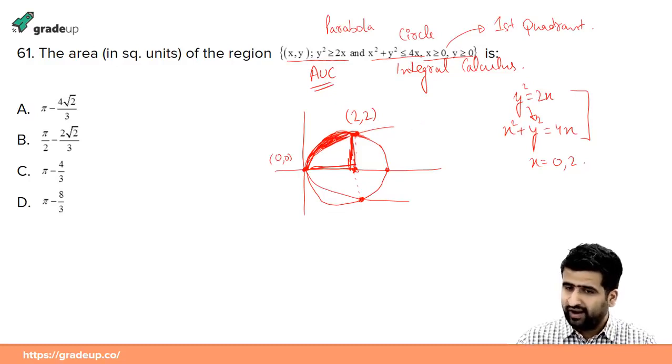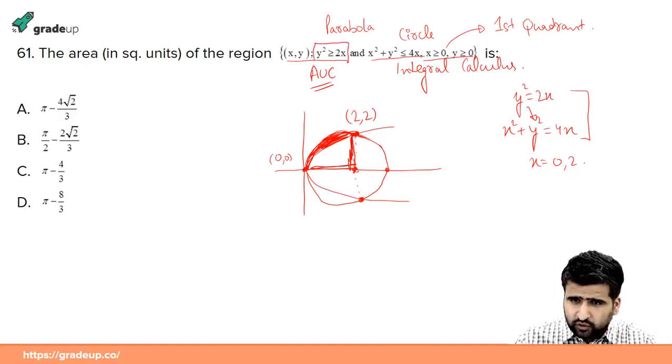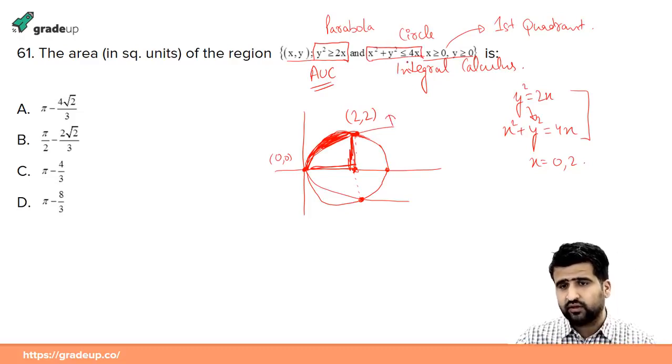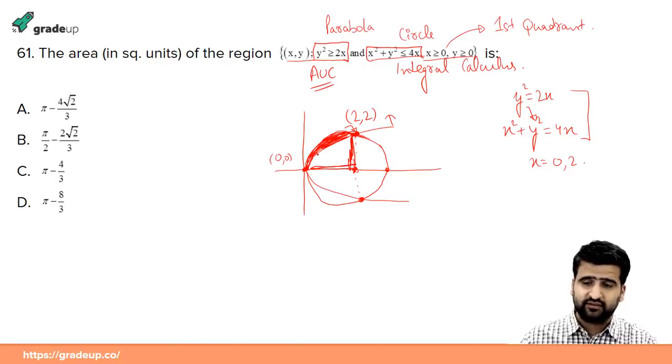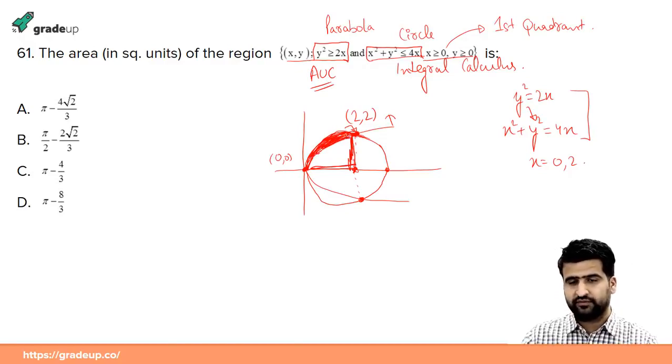Alright, why do I need to find this shaded region? Because he is asking us to shade this region y square is greater than equal to 2x, which means the region outside the parabola, and x square plus y square less than equal to 4x means the region inside this circle. So the region inside the circle and outside the parabola is this shaded region.